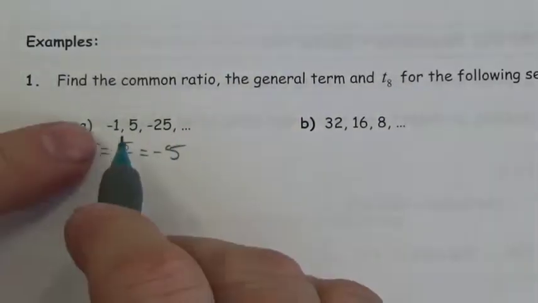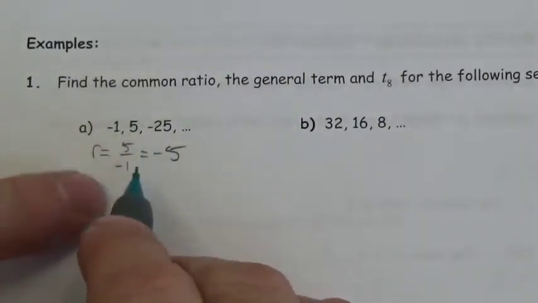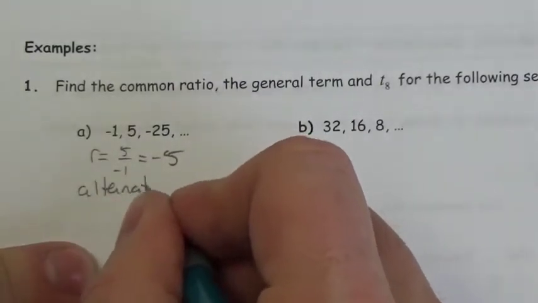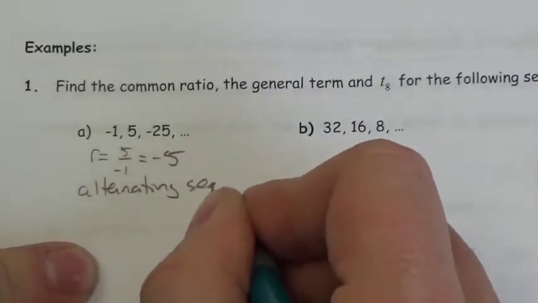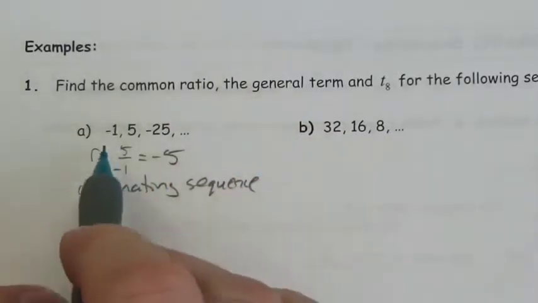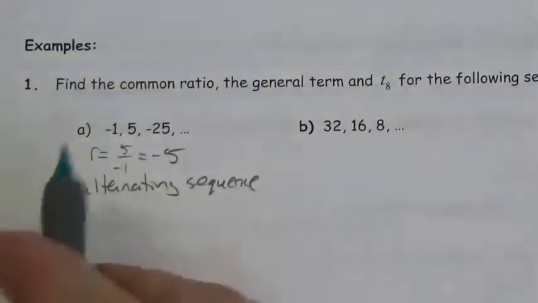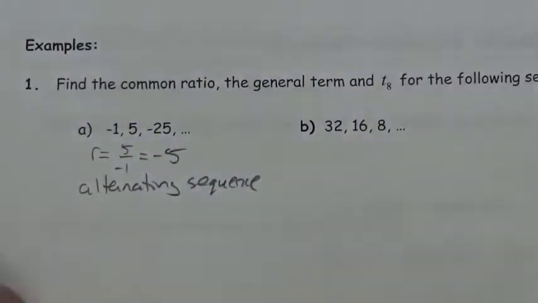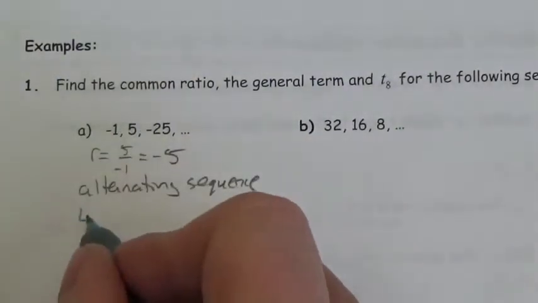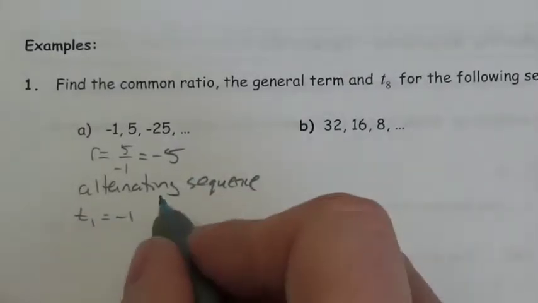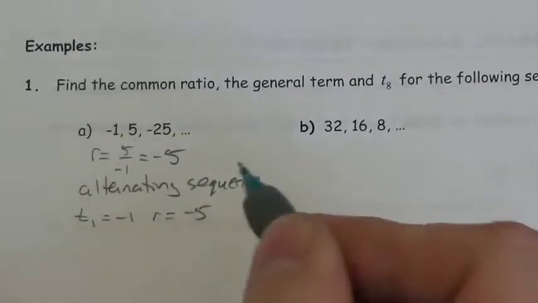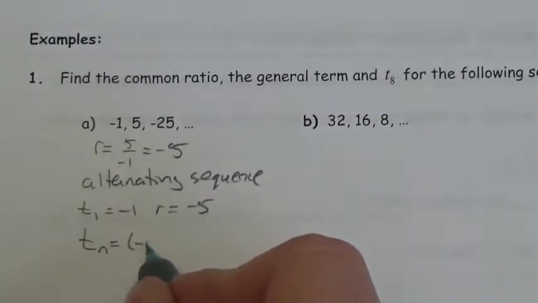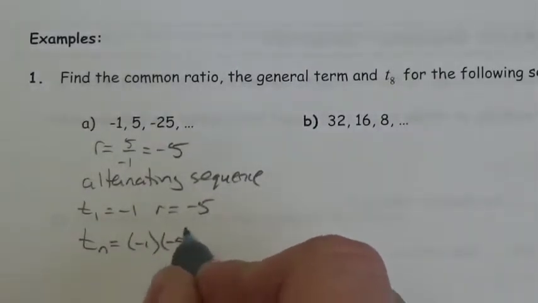Now, you should know that when your common ratio is negative, we call this an alternating sequence. Alternating because we go from negative to positive, or positive to negative. Either way, we switch signs as we go from term to term. Now, I can see right now that the first term is going to be negative 1. I know that the R is negative 5. So the general term of my sequence, T sub n, is going to be negative 1 multiplied by negative 5.